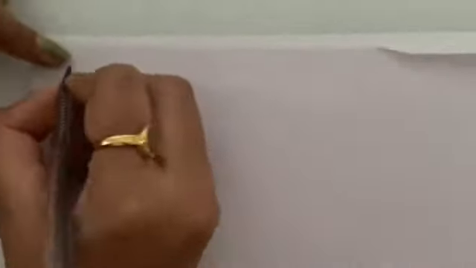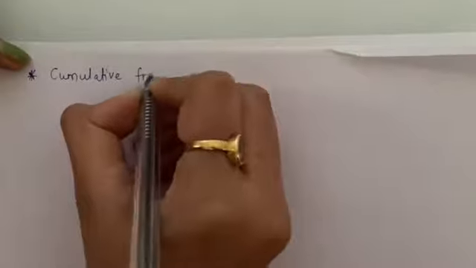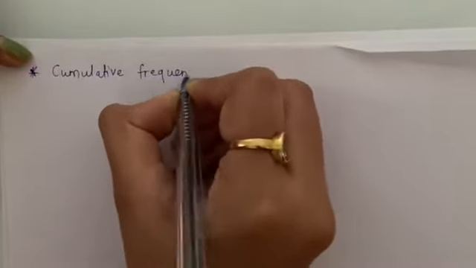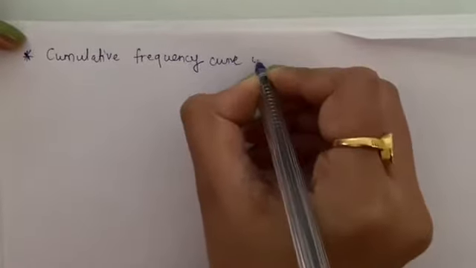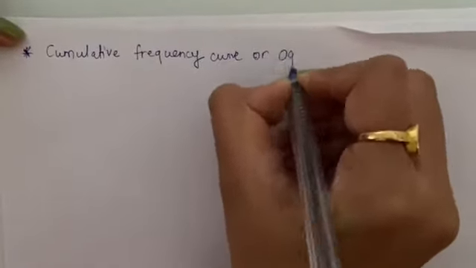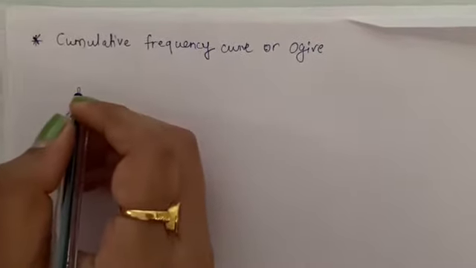Next is a very important graph which is known as the cumulative frequency curve or Ogive.